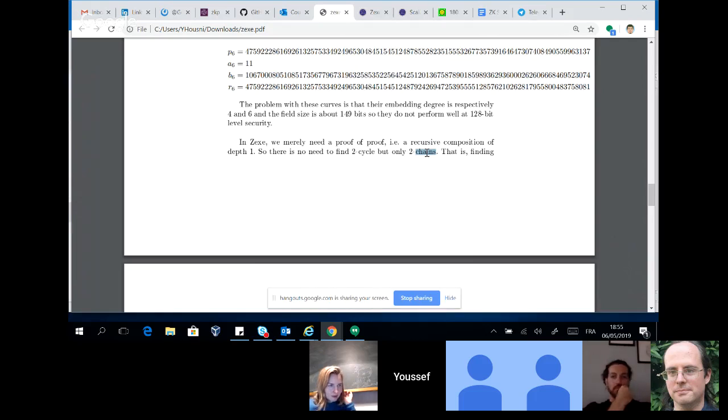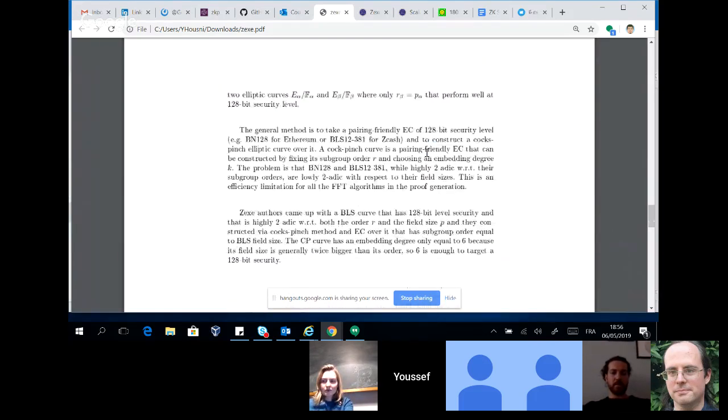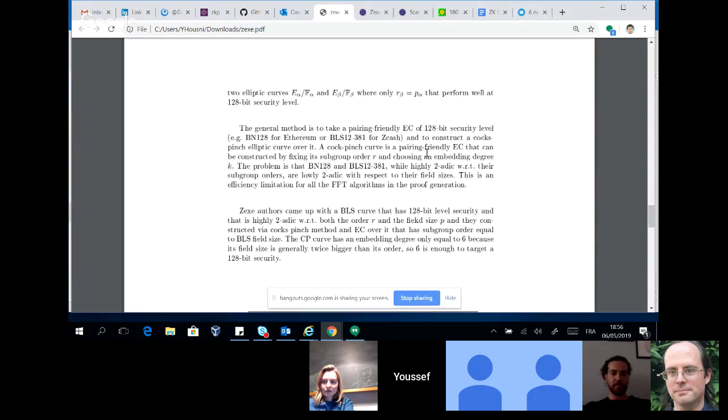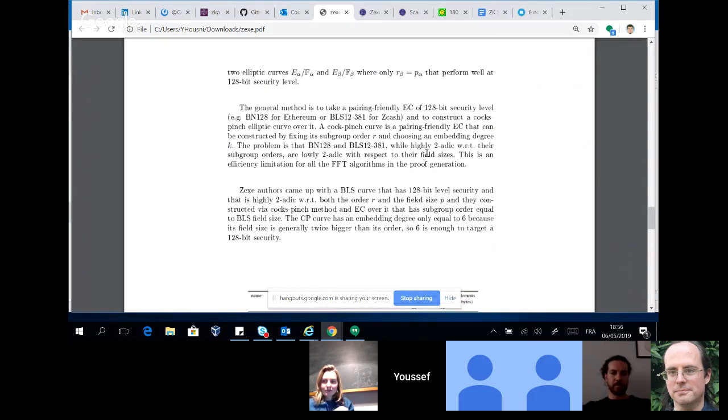We do not overlap. So here we are only reasoning about 2 cycles or 2 chains. So 2 elliptic curves. A cycle is a relation between 1 and 2, and 2 and 1. And a chain is only a relation between 1 and 2. So one way. So it is a bounded recursion. And yes, I think that's it.